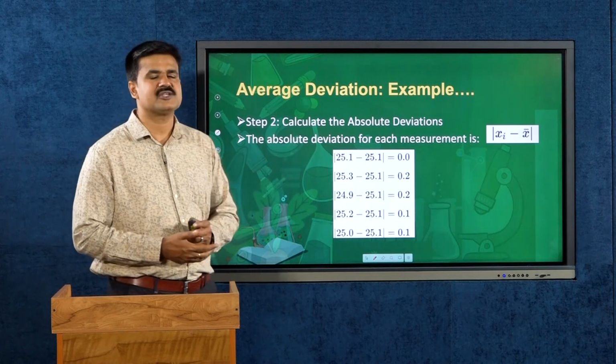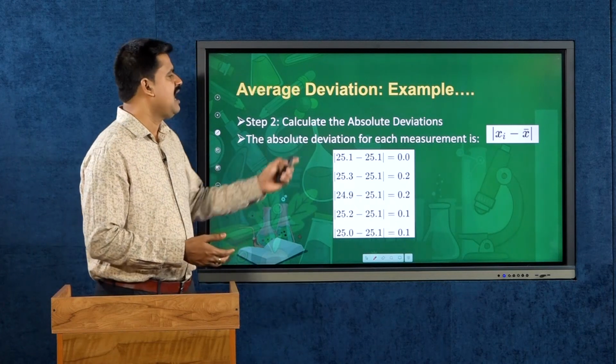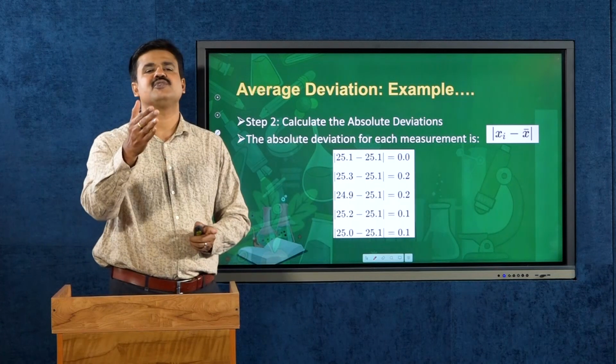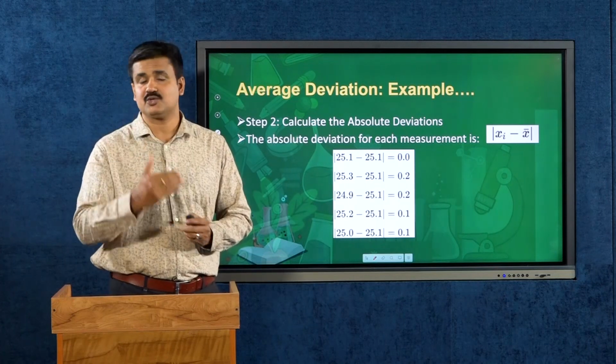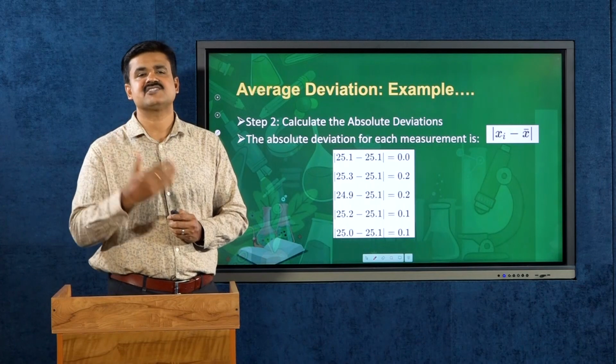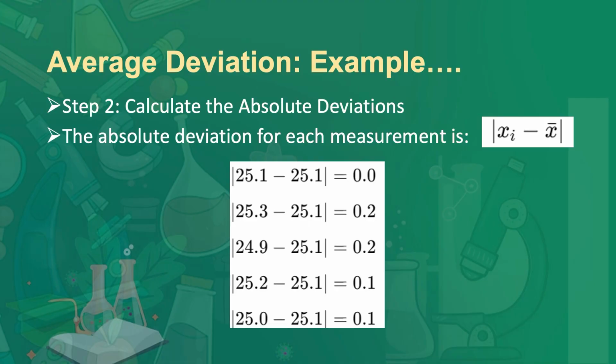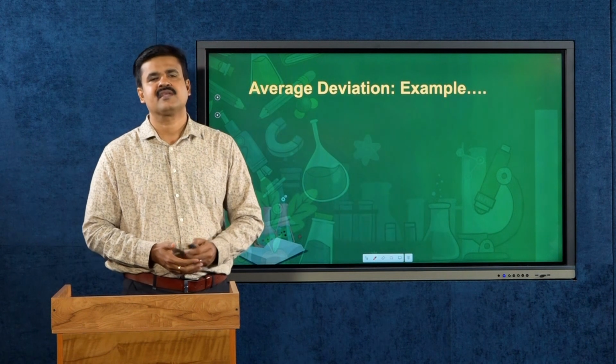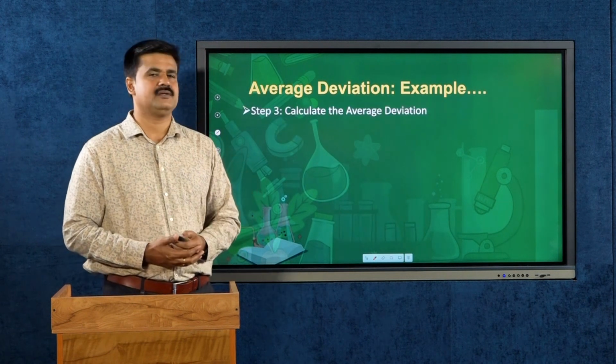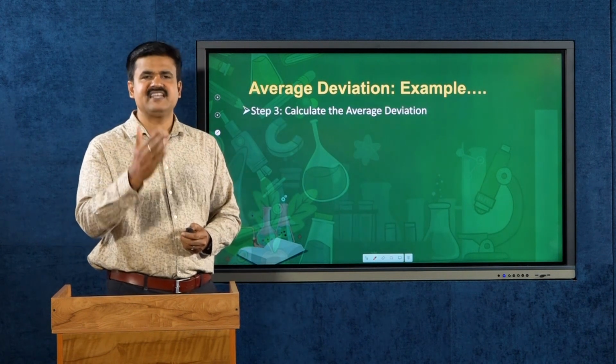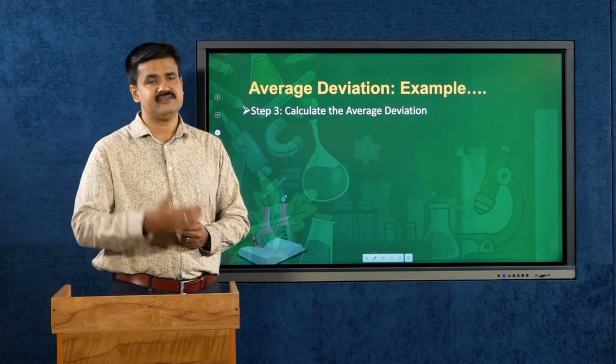So here the absolute deviation is equal to 0. Since it is a modulus, you have to consider only the magnitude of the difference, because such deviation is called absolute deviation. So you have to find out the absolute deviation in the 5 sets of measurements, and the set of data are here. Now, in the third step, you have to finally calculate the average deviation.